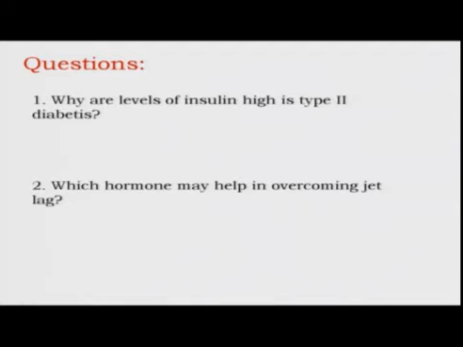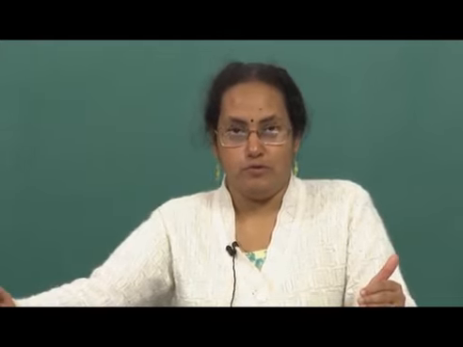As I told you, there are two kinds of diabetes. Type 1 diabetes is because there is not enough production of insulin, because something has happened to the function of the beta cells in the pancreas. However, type 2 diabetes is not due to a lack of the function of the beta cells. So, insulin levels are normally being produced.